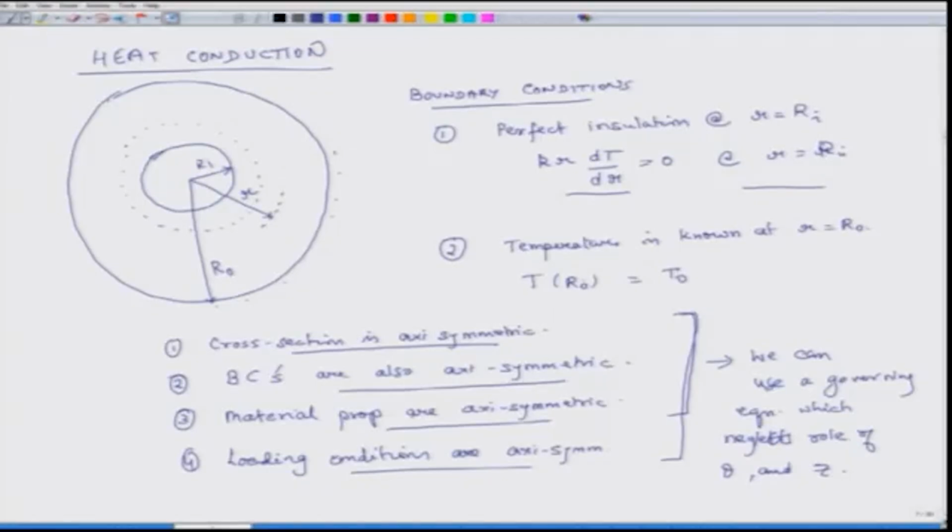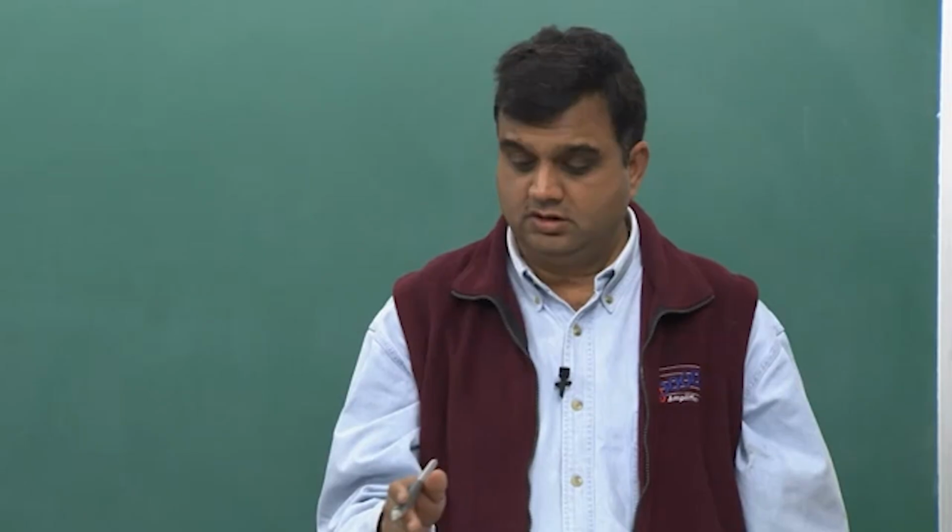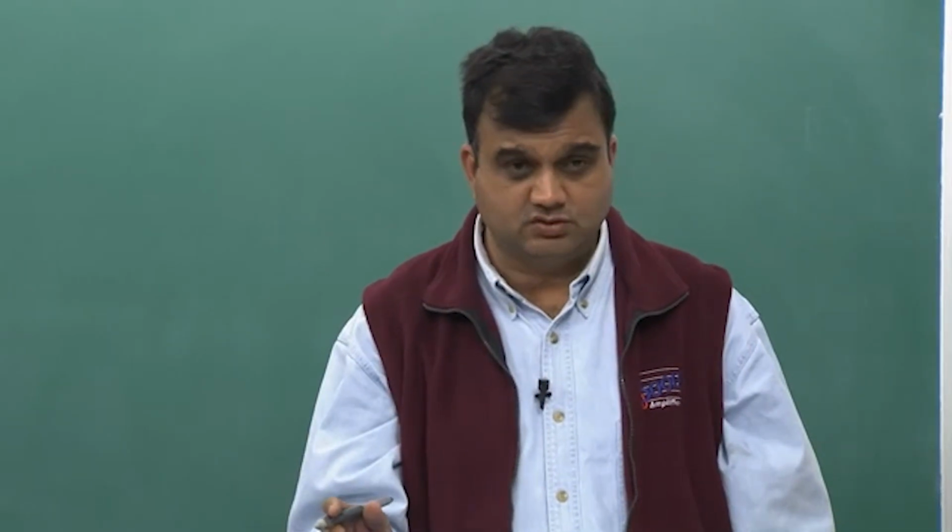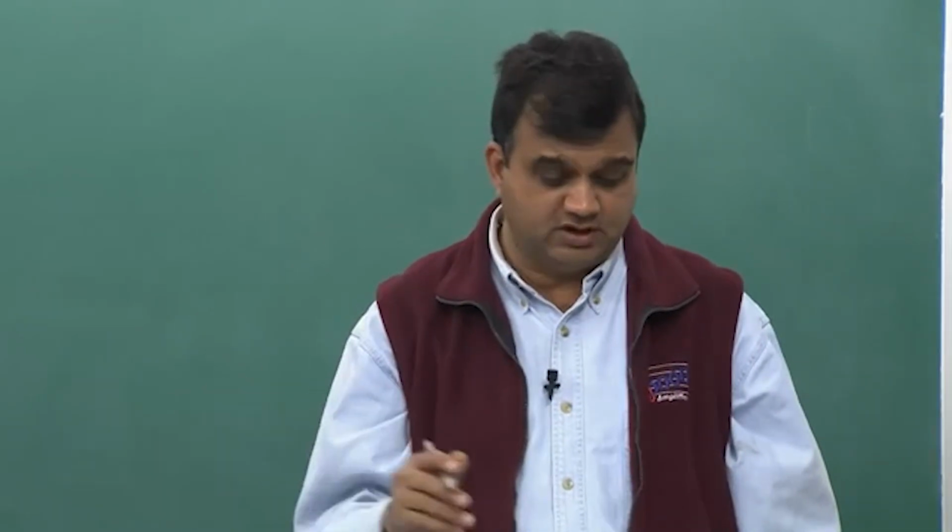But if even one of these conditions was not axisymmetric, suppose material was not axisymmetric, then the governing equation we use cannot be of one dimensional nature. Okay. So, now I am going to write down the governing equation for this problem, because that is the first step, that we have to figure out what is the governing equation. So, we will not derive that equation in this course, we will just take it from some other book.